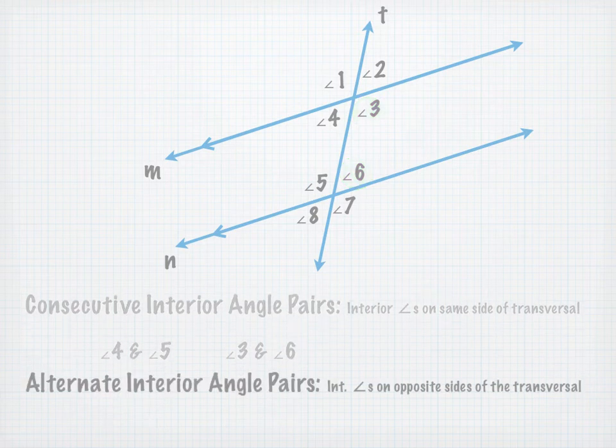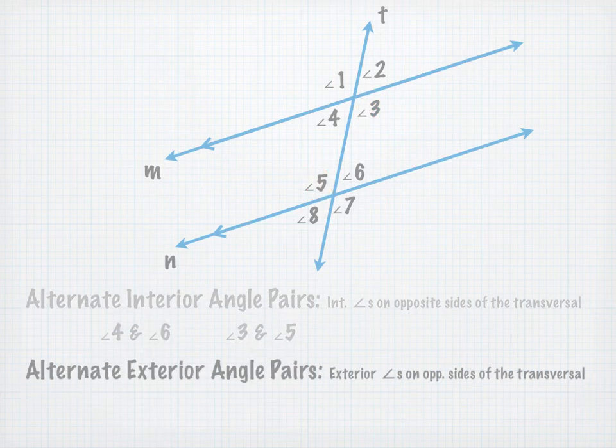Alternate interior angle pairs are similar to consecutive interior, except they're interior angles on opposite sides of the transversal. So for example, 4 and 6 are alternate interior angles. Likewise, 3 and 5 are alternate interior angles. Alternate exterior angles are similar, except they're on the exterior side, and they're on opposite sides of the transversal. So we could say angles 1 and 7 form an exterior angle pair. 2 and 8 form an exterior angle pair.